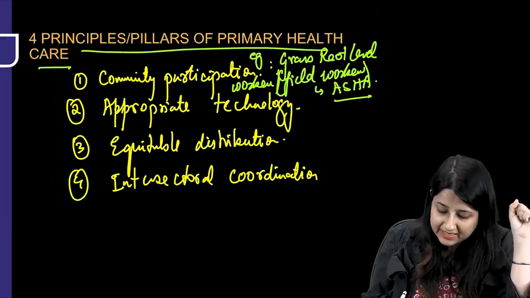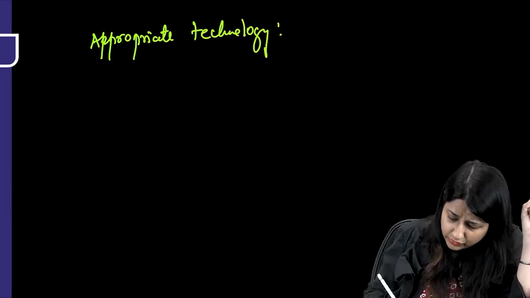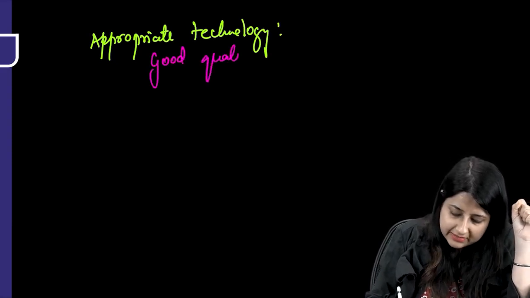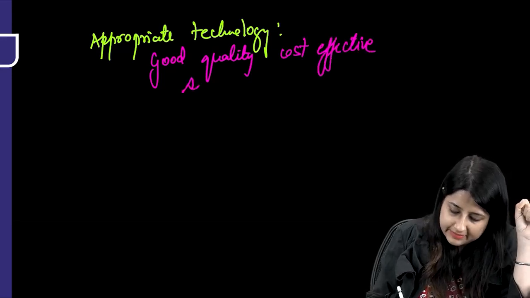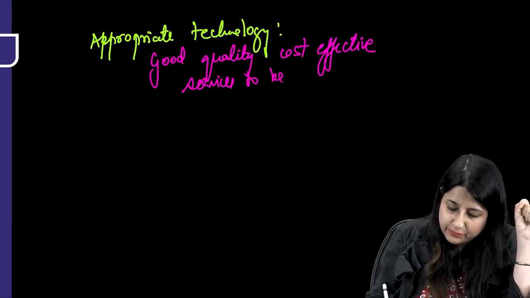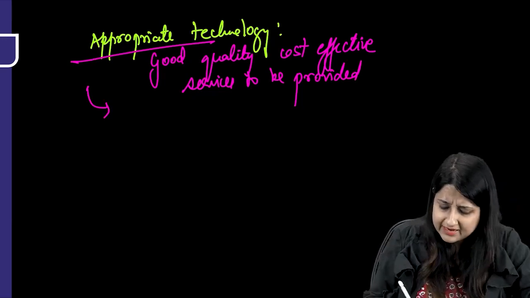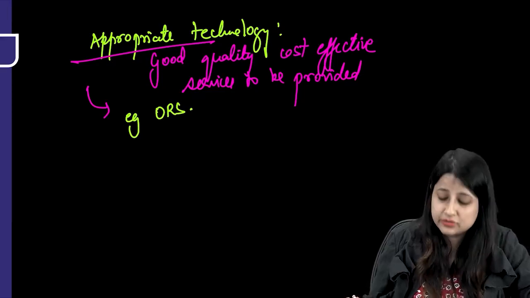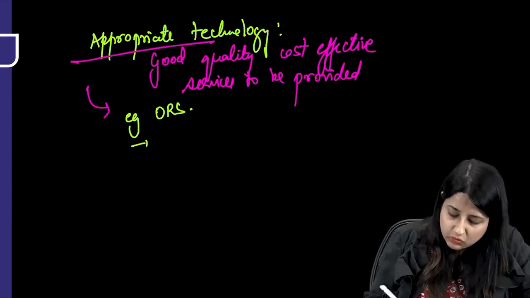Then what about appropriate technology? I'll just write appropriate technology here. Appropriate technology simply means that good quality, cost-effective services should be provided. And what is the example of appropriate technology? A lot of examples are there. Like for example, use of ORS. For diarrhea, we are not using any hi-fi medicines, simply using ORS, which can control dehydration also, and it is the best modality. Okay, use of ORS.